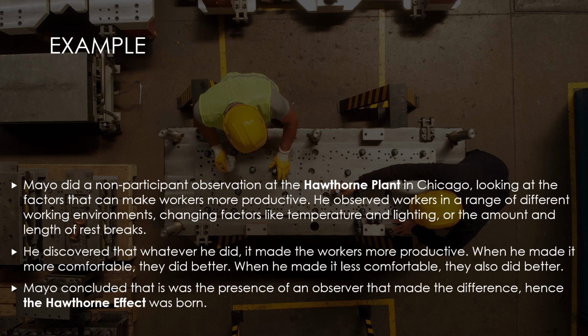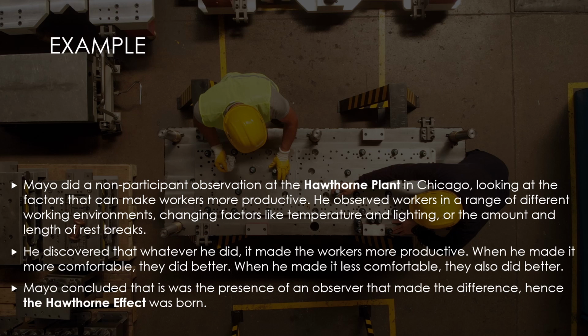So now we're looking at the example bit of research for a non-participant observation, and this is really important because this is the background to the Hawthorne effect. This is why there's this key term and idea called the Hawthorne effect. There was a sociologist called Mayo who was asked to go and do some research in a power plant called the Hawthorne plant in Chicago in America. And the whole point was he was supposed to be looking at ways that they can make workers more productive.